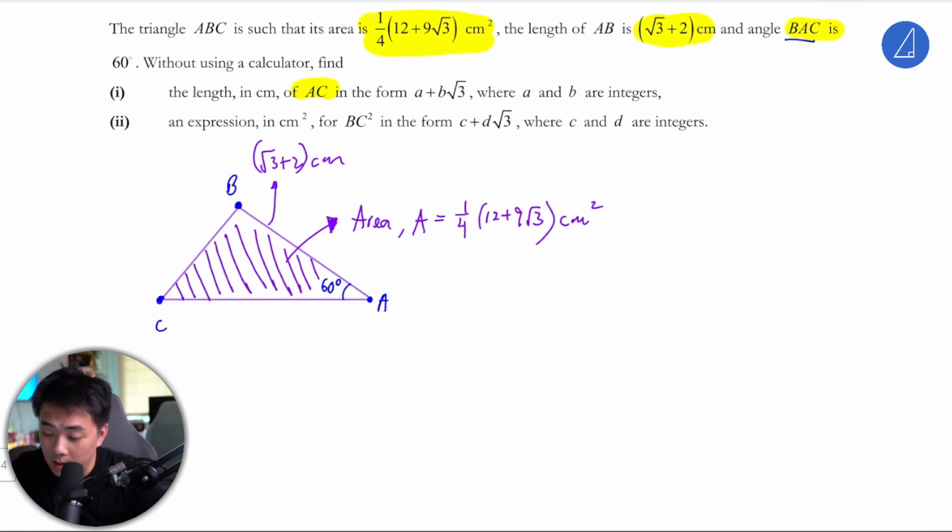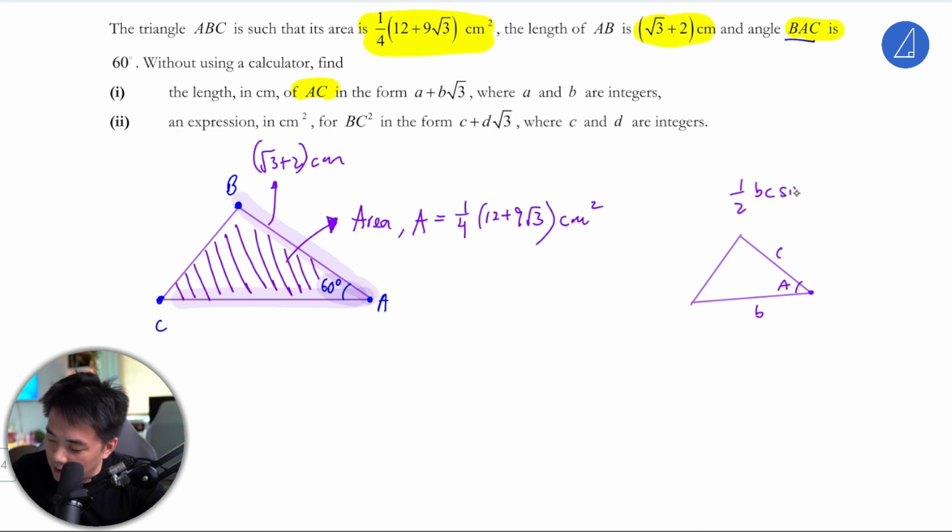What we could do is essentially use, because we have this side here and we have this angle here, and we need to find this side here, we could just engage our sine rule. I'm going to label it: this is C and this is A. Essentially half BC sine A is the area. So this is angle A, this is C, this is B, so half BC sine A. That's the whole idea.